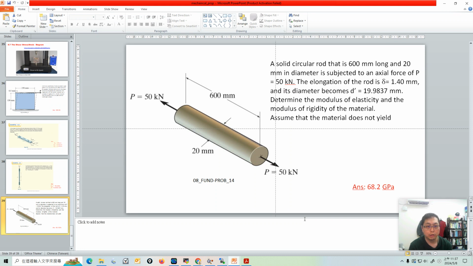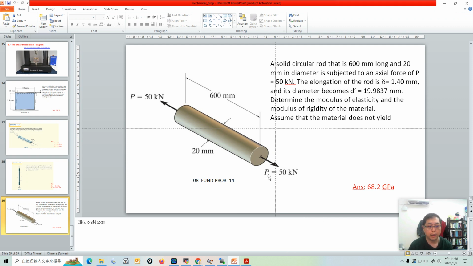A solid circular rod that is 600 millimeter long and 200 millimeter in diameter is subject to external loading, an axial force P of 50 kilonewton. And the elongation, or the deformation, is 1.4 millimeter.